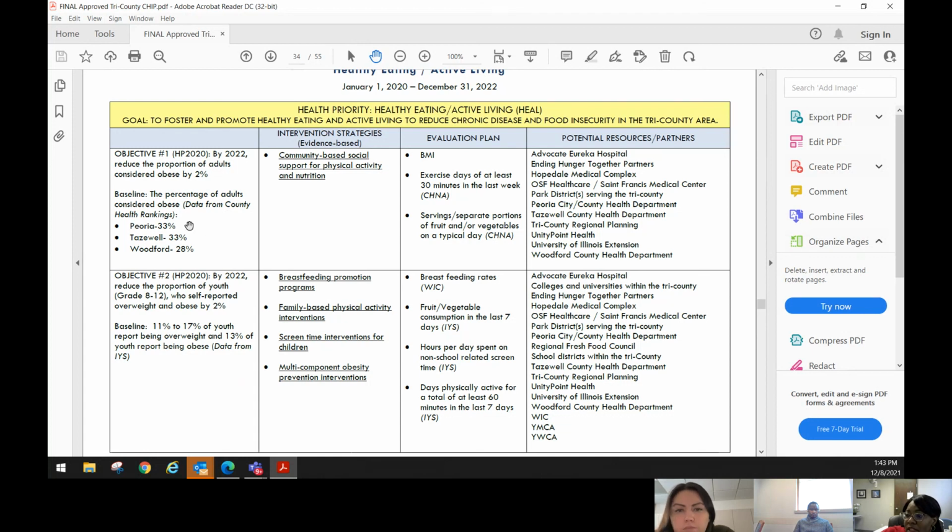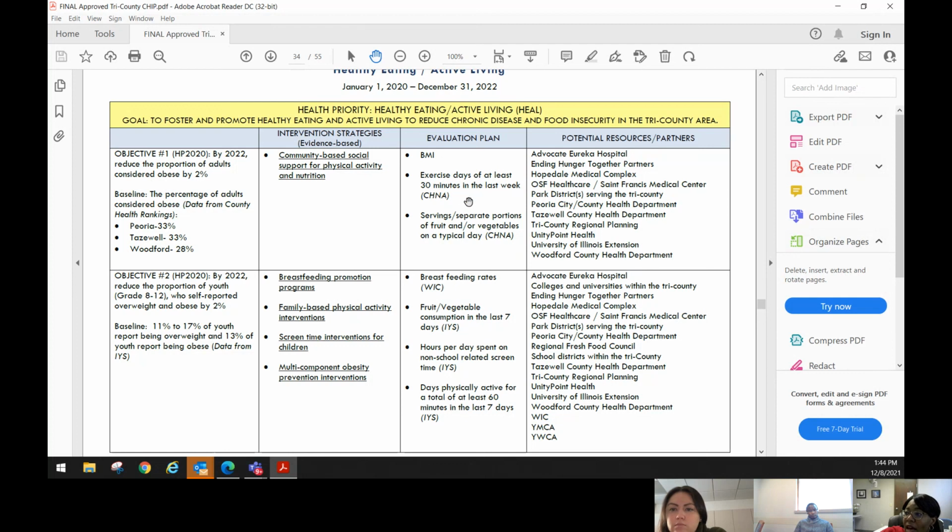So these are the percentages. We're all at kind of a third of our populations is considered obese. And then our strategies are based on social support. So we're pulling out now the strategies. And now we're saying how we're going to evaluate these activities.